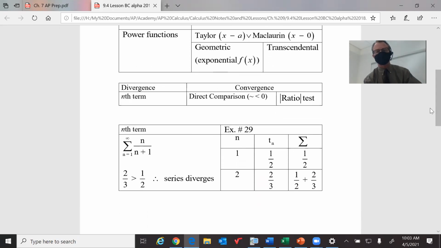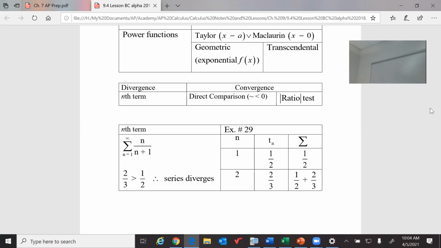So here's problem 29 in the book. And it says, ready? This is an nth term test for divergence, which is not helpful. So it says, suppose you have this. First term is 1. If I put 1 in there, I get 1/2. I put 2 in there, I get 2/3. The middle column of the H chart is getting bigger. So by the nth term test, this thing has to diverge. This is a silly question. Okay, I just wanted to show you what it would look like.